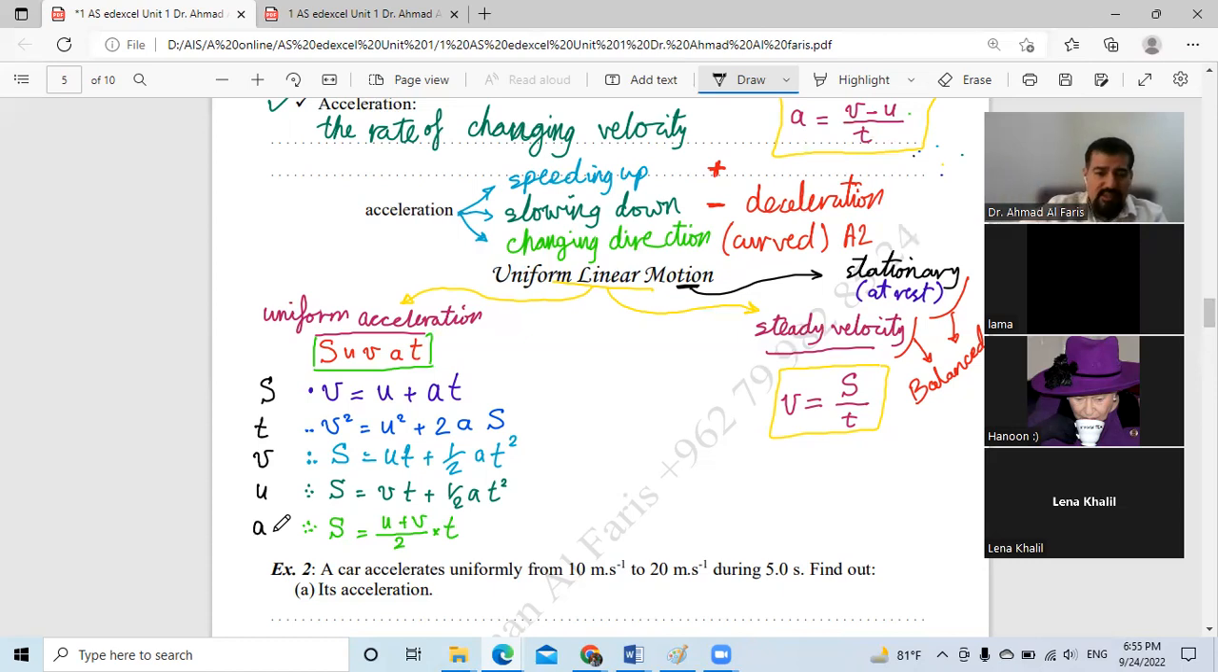So in any question they give us three pieces of information if they are talking about a single body, a single object. And sometimes this information is hidden. What do I mean by hidden information? We are going to see now.